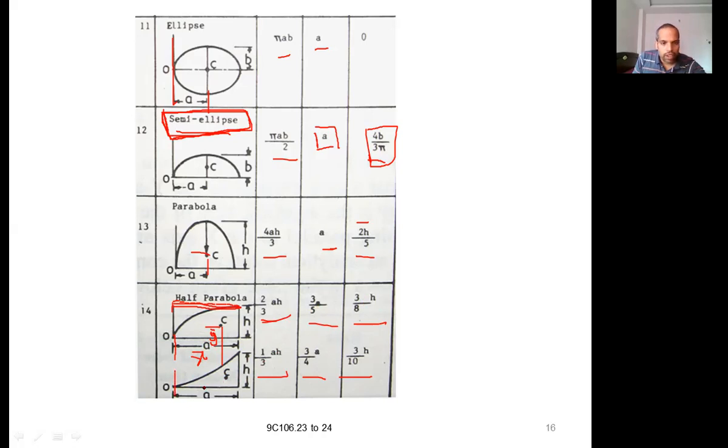And for this case, x bar is nothing but 3 by 4 a, from here to here 3/4 of the distance, and from here to here 1/4. And the height is 3 by 10 h. In all the cases, observe it: 3 will always be there in the numerator. So that is what you have to remember. If you have to remember formulas, 3 will always be there for any x bar or y bar of these two parabolic shapes.